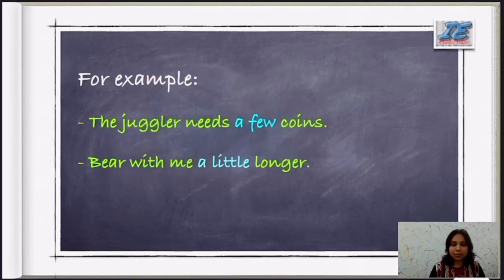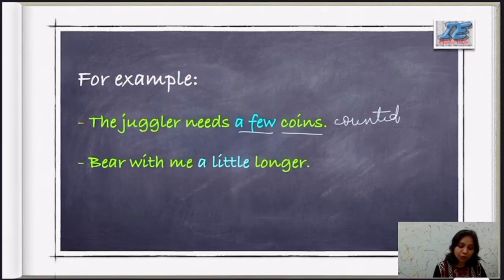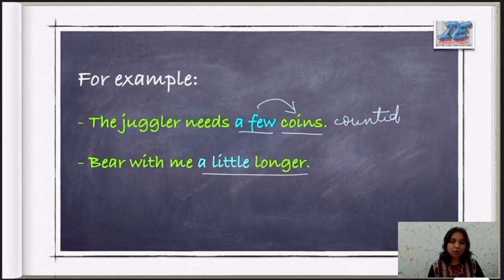For example, the juggler needs a few coins. A few here, coins can be counted, so we call them countable nouns. So a few has been used here with coins. Second example is, bear with me a little longer. A little longer, here a little is used because we are talking about an uncountable noun.